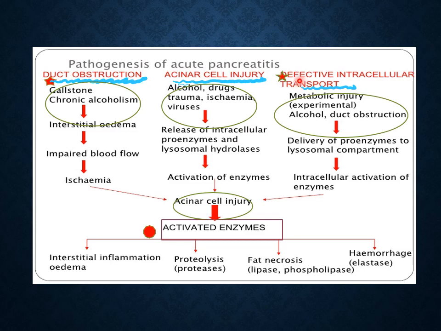The third mechanism is a defective intracellular transport, such as can be caused by metabolic injury, alcohol, or duct obstruction. In these conditions, the delivery of proenzymes to the lysosome compartment is affected, and there is intracellular activation of enzymes leading to acinar cell injury.